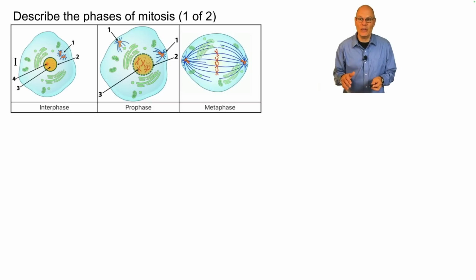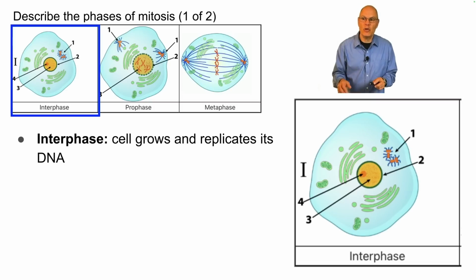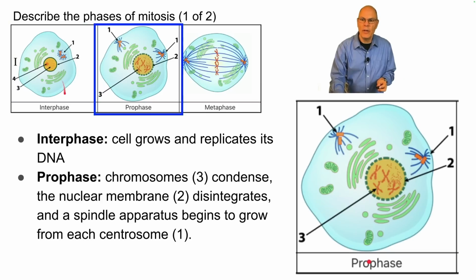Describe the phases of mitosis. We begin with interphase, during which the cell grows and replicates its DNA. During that time, it doesn't look as if it's dividing, but DNA replication, for example, has occurred. During prophase, chromosomes, which are spread out as what's called chromatin during interphase, condense into these X-like structures. The nuclear membrane disintegrates, and a spindle apparatus, which is these fibers over here, you can see the entire apparatus in the next phase, starts to grow from each centrosome.